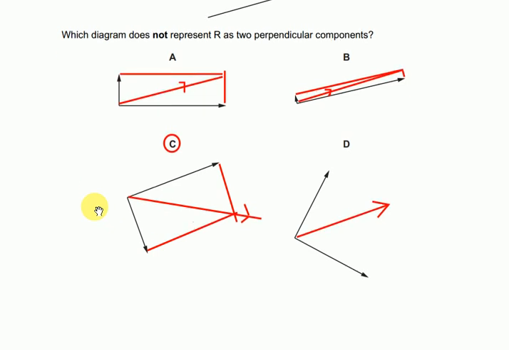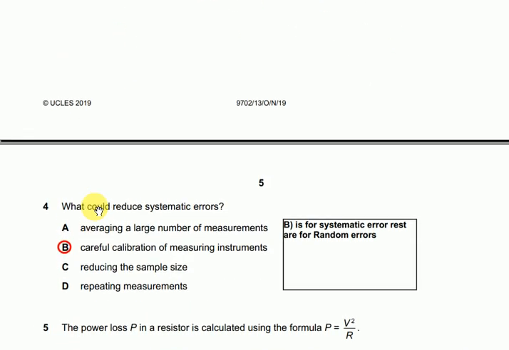Question number 4 says, what could reduce systematic errors? Now systematic errors depend upon the calibrations and the operators, and the second one are the random errors, which are dependent upon the repetition of measurements, increasing the sample size, averaging a large number of measurements. So systematic error can be reduced by careful calibration of measuring instruments. So B is the correct answer.